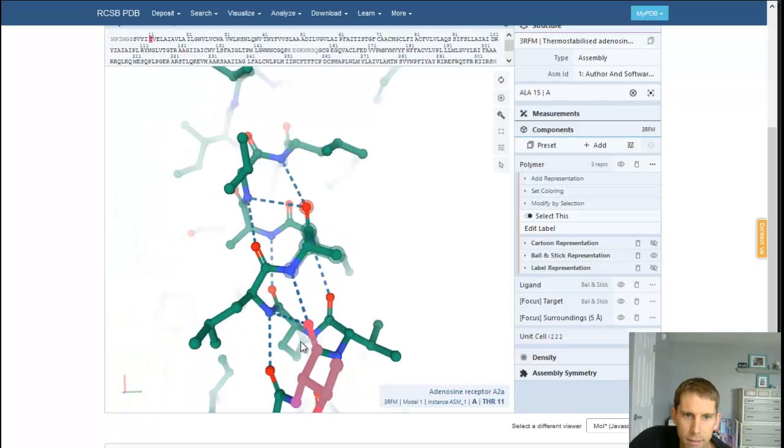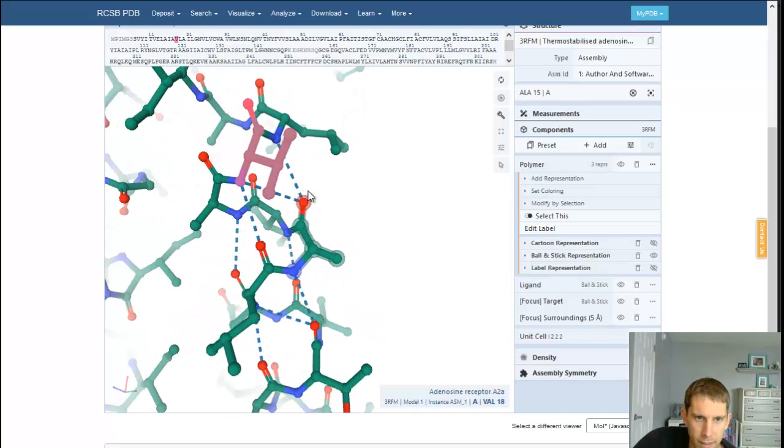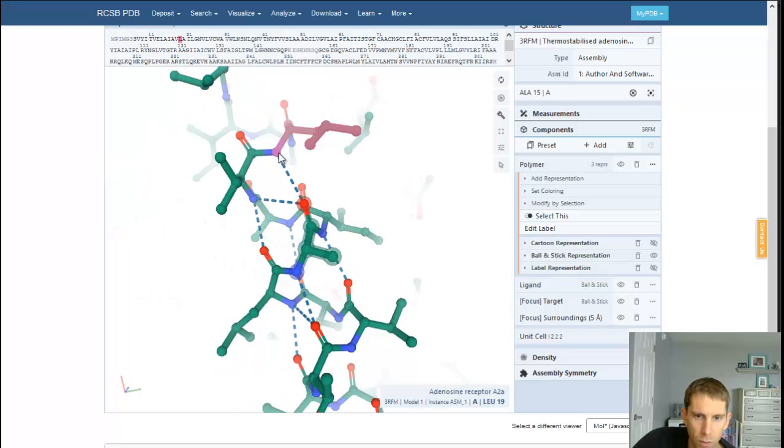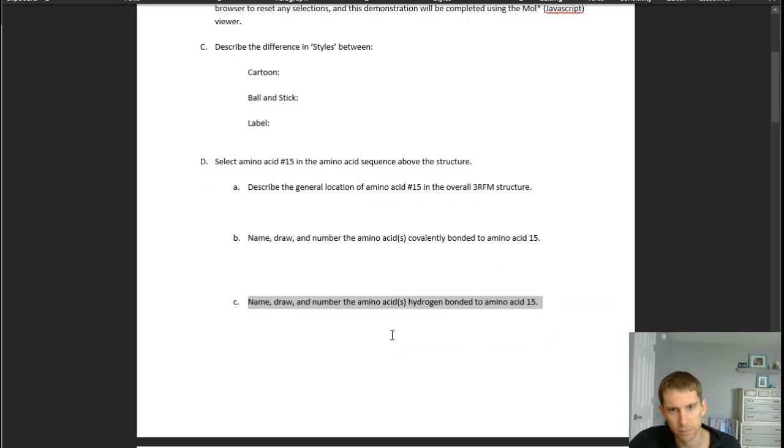So a consistent theme for sure for this is that alanine is bonded to amino acids essentially 4 amino acids away. So number 15 is bonded to number 11, number 15 is bonded to number 19, and there's also an interaction with amino acid number 18. So we've got valine, we've got leucine, and we have threonine as the amino acids this is bonded to. And when I say bonded to, that's the hydrogen bonding portion, so part C of question D.